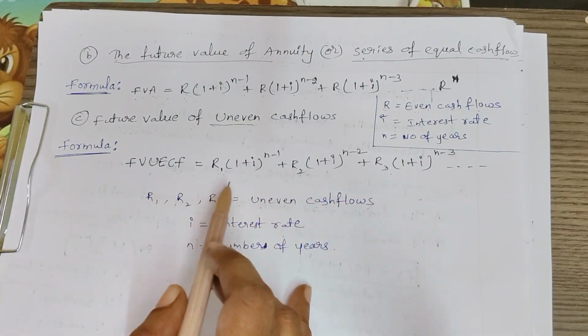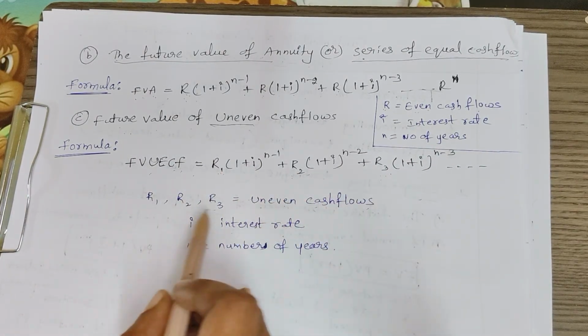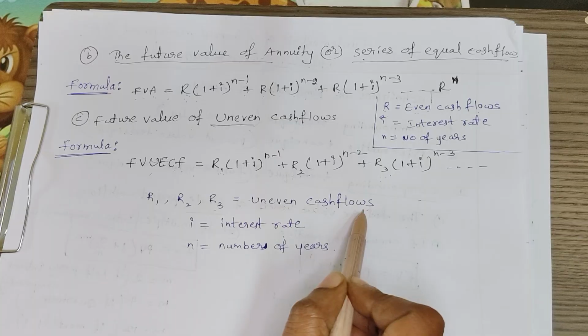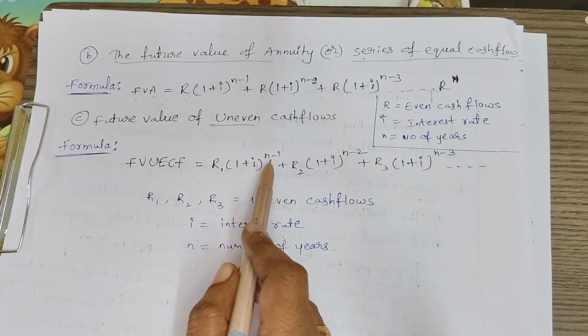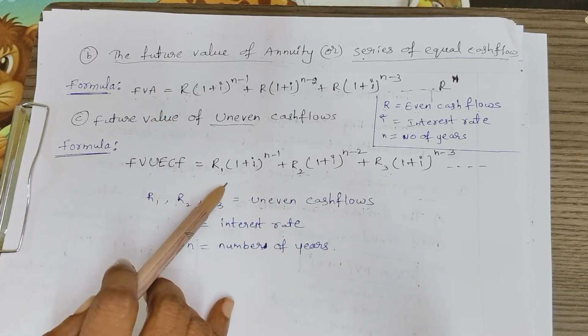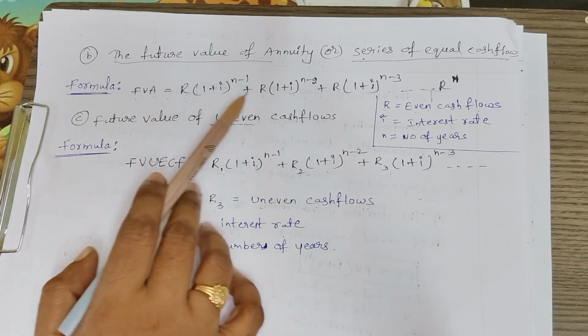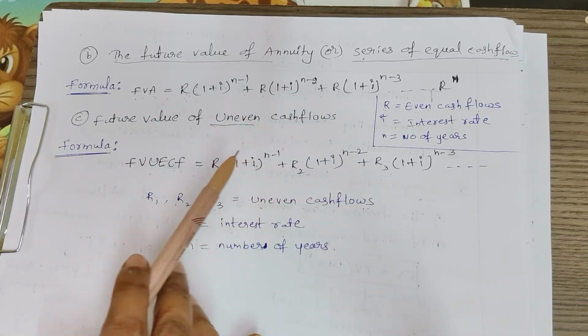So in this formula, R1, R2, R3 are the uneven cash flows, I is the interest rate, and N is the number of years. It is the same formula we are using except for R. Instead of R, we are using R1, R2, R3.